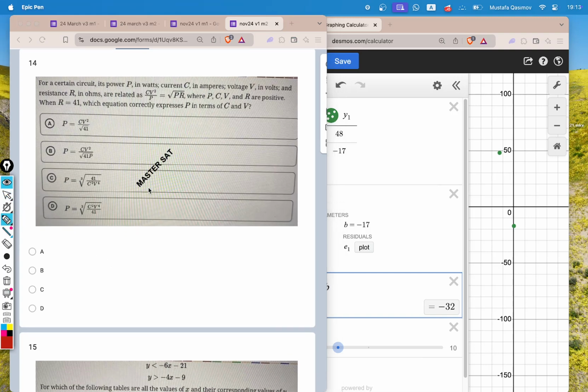That one may be a little bit harder. It's a make-the-subject question. We have to find P here. Because we have a square root here, let's raise both sides to the square. It will be c square v4 over p square is equal to pr.